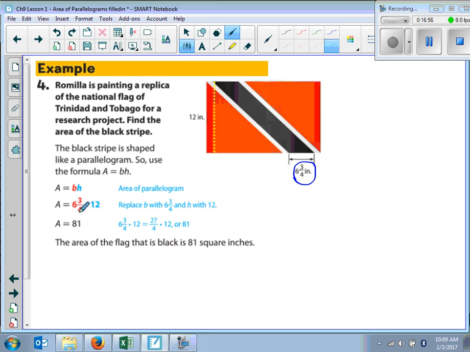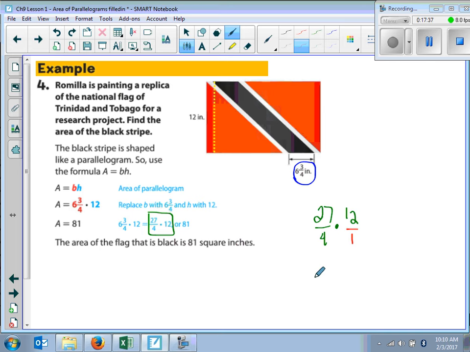And now we have area is equal to base times height, and we can simplify. Now, when you are multiplying fractions, if you have a mixed number, the first thing you have to do is change that to an improper fraction, right? So 6 3/4 is equal to 27/4. And then that is what we're going to simplify. So we have 27/4. Now what do I like to do before I multiply, which they did not do? I like to simplify before I multiply, right?